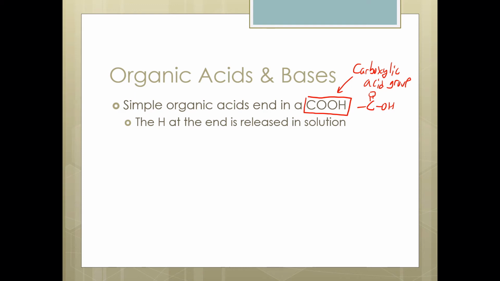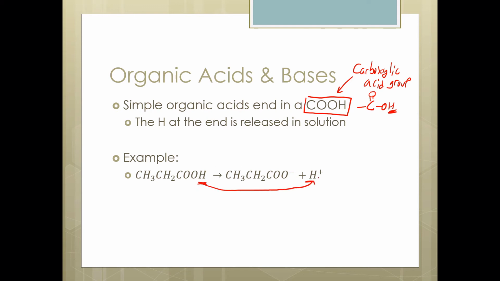In this particular substance, the H that gets released is this hydrogen here. This hydrogen is loosely bound to the oxygen, but it's free to leave. So any organic acid reaction will result in the H from this group leaving. Here's an example. This is not acetic acid, this is propanoic acid. Here, this hydrogen will split off to become that H+.